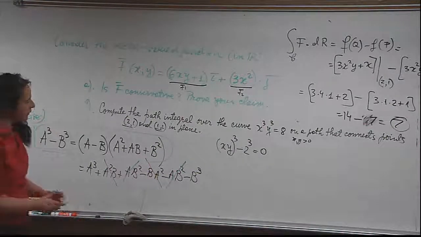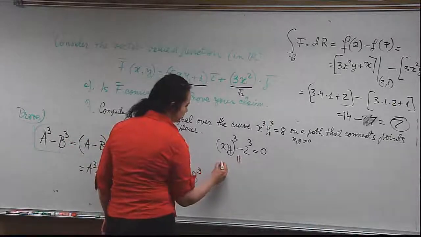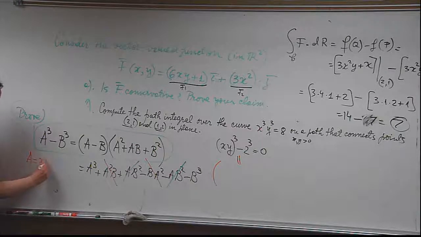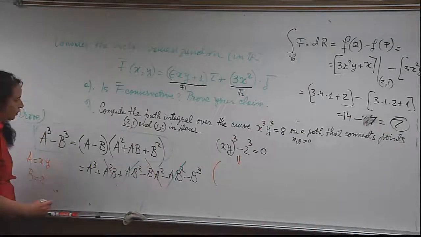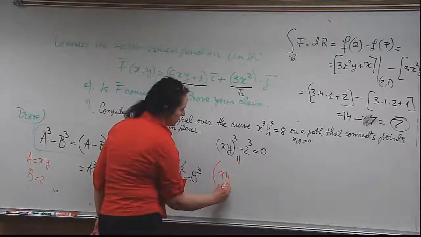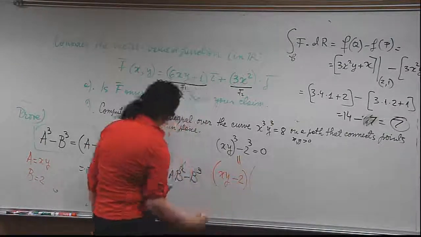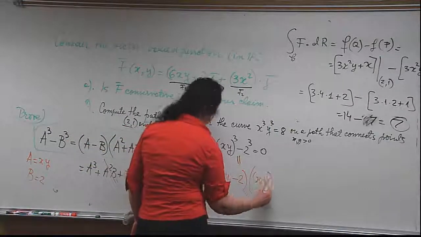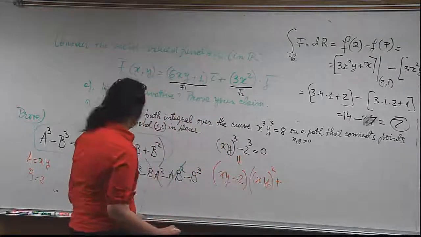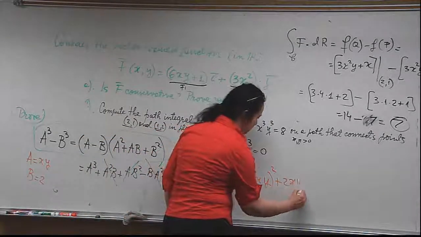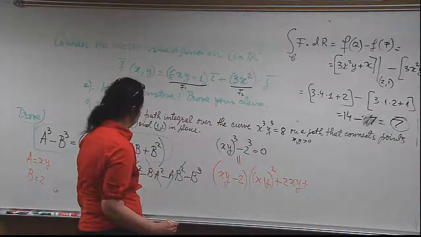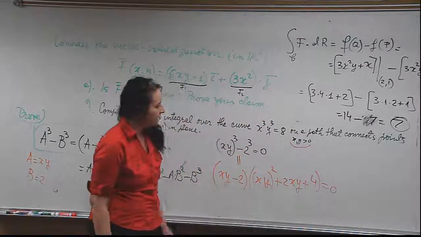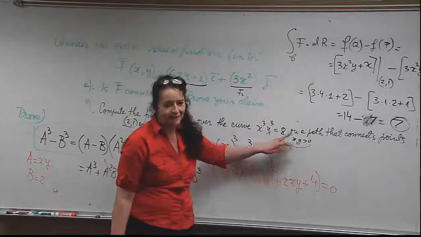So as an application, what is this? Who is A and who is B? A is xy, B is 2. So you have xy minus 2 times all this fluffy guy: xy squared plus 2xy plus 4.